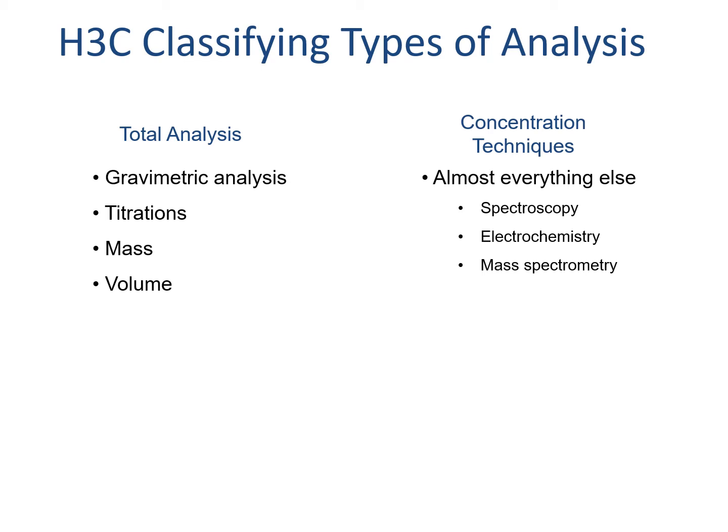These types of measurements generally require simple equipment, but more sample and generally more user skill, and also more time from that skilled user. On the other end of the spectrum are concentration techniques that generally require less time, less skilled users, but also require more specialized and also very expensive equipment. This includes spectroscopy, electrochemistry, and mass spectrometry. Pretty much if it's an electronic instrument besides a scale, it's a concentration technique.